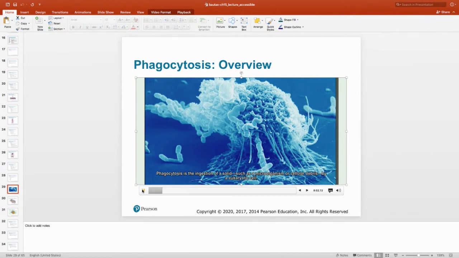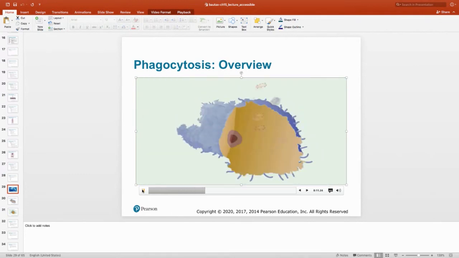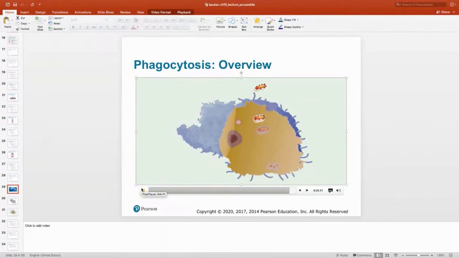So let's look at this. Phagocytosis is the ingestion of a solid, such as a microorganism or cellular debris, by a eukaryotic cell. Phagocytosis is used by some protozoans for obtaining nutrients, but this process is also used by certain cells of the immune system to fight infection. These immune system cells include macrophages and neutrophils and are collectively called phagocytes.